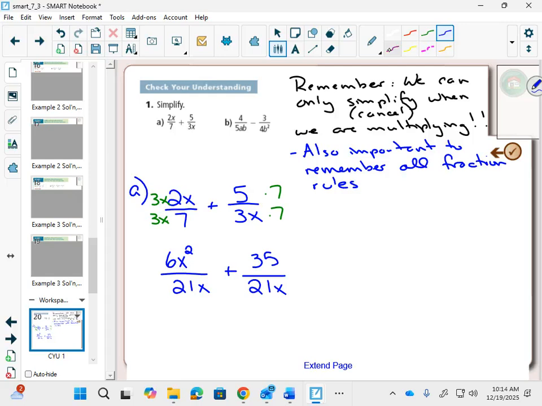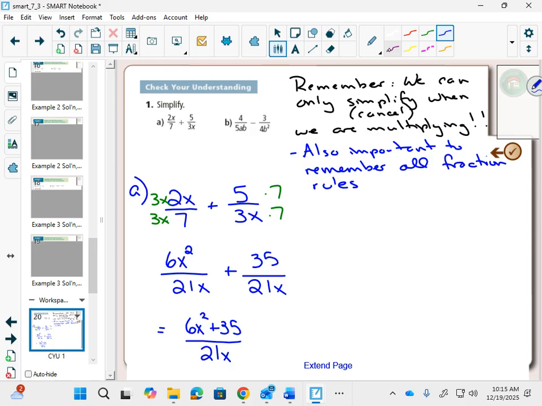Once you have a common denominator, then the denominator stays the same because that's the size, and you add your numerators together, so I get 6x squared plus 35.